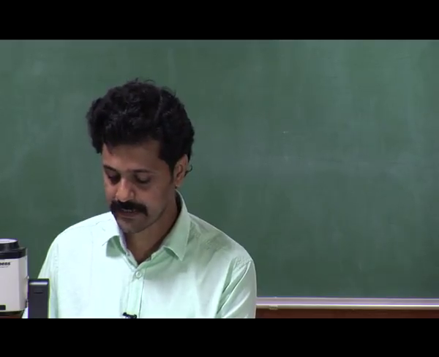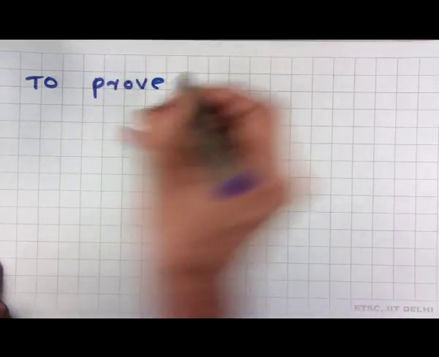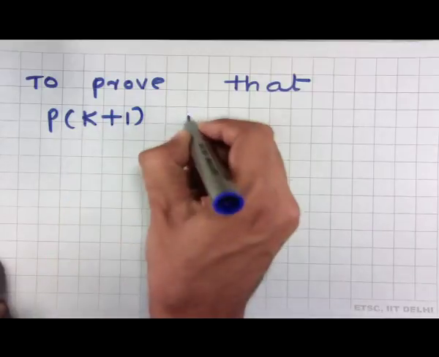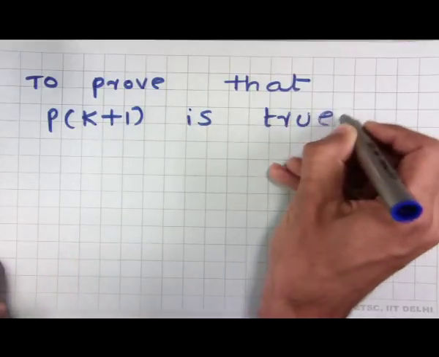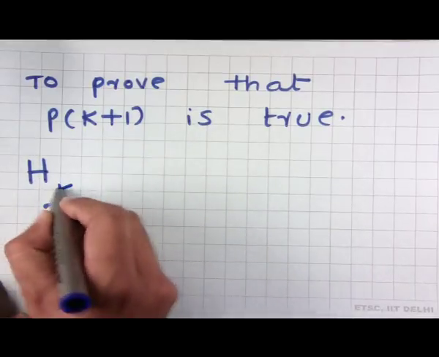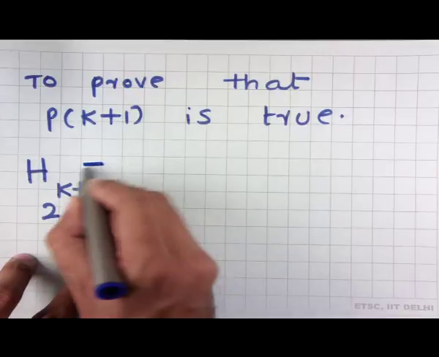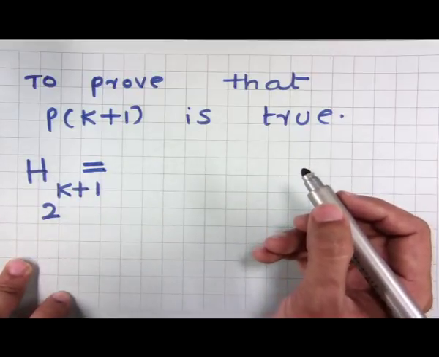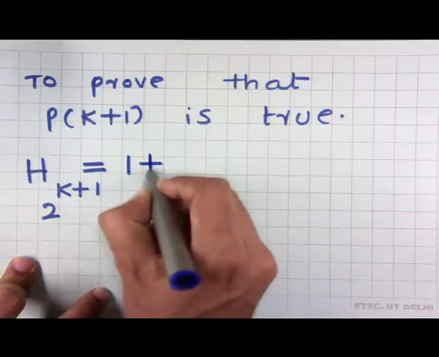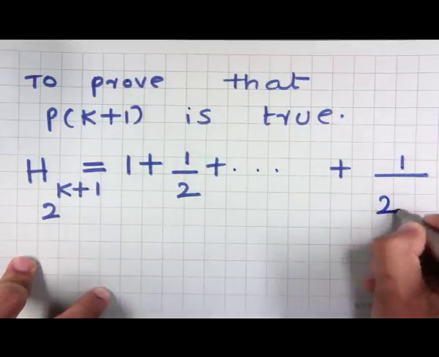We have to prove it for k plus 1. To prove that P of k plus 1 is true, let us start with the expression for H 2 power k plus 1. By definition, this is the sum of the reciprocals of the first 2 power k plus 1 natural numbers, that is 1 plus 1 by 2 plus etc. plus 1 by 2 power k plus 1.